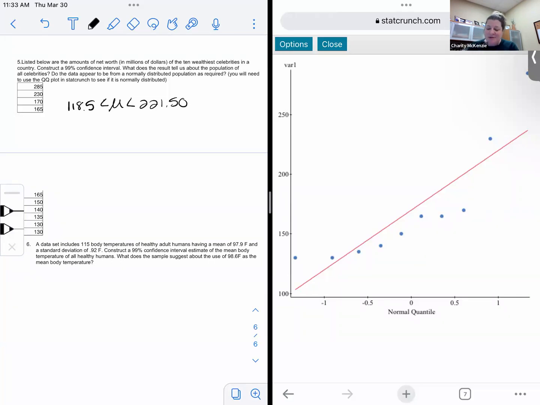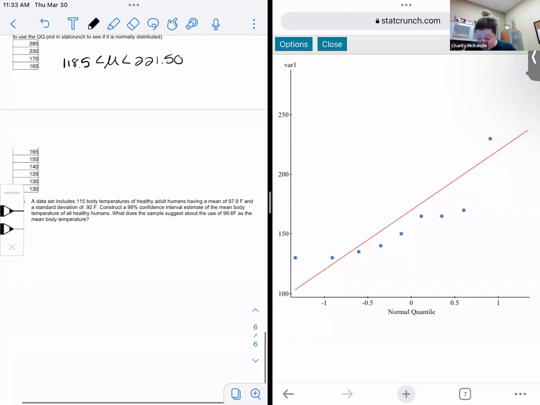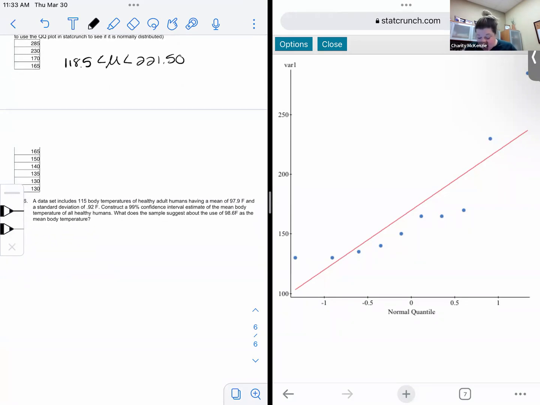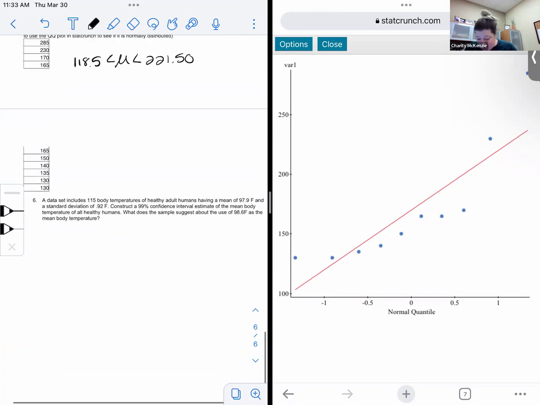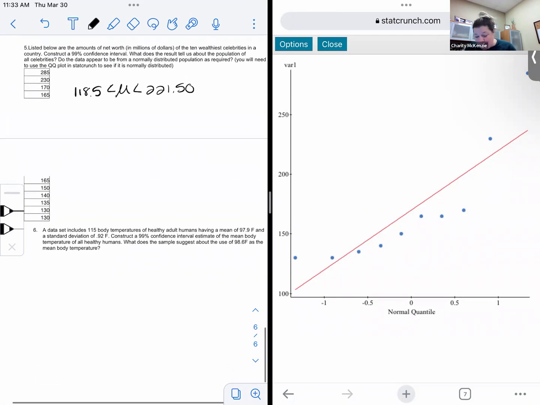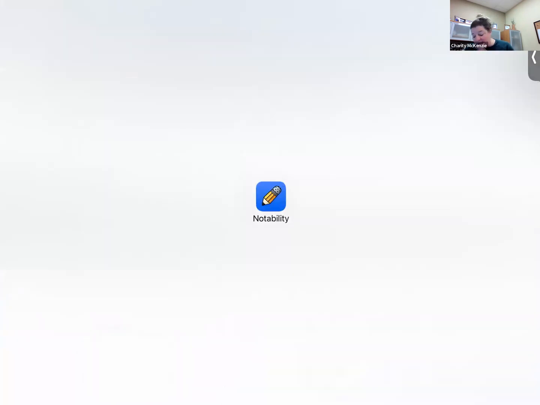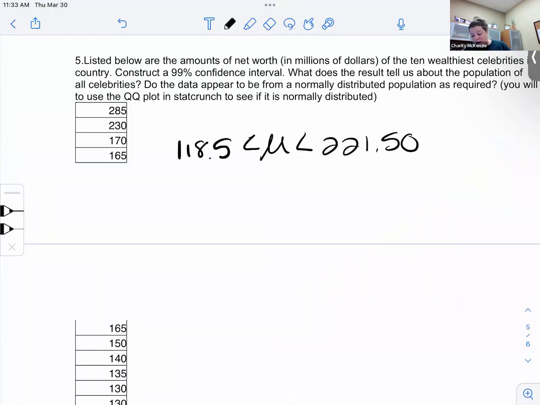The QQ plot helps when it's kind of like da da da da, and then a little bit up, and then maybe a little weird. You're like, I don't know, it kind of looks normal. That's where the QQ plot could really be more helpful. Okay, so do they appear to be normal? No. Okay, that was all that question asked, I guess. All right, I think that's good.